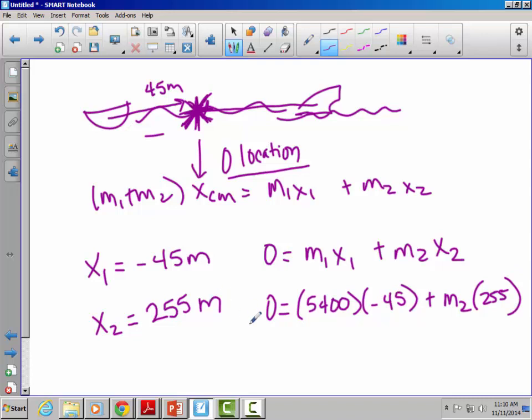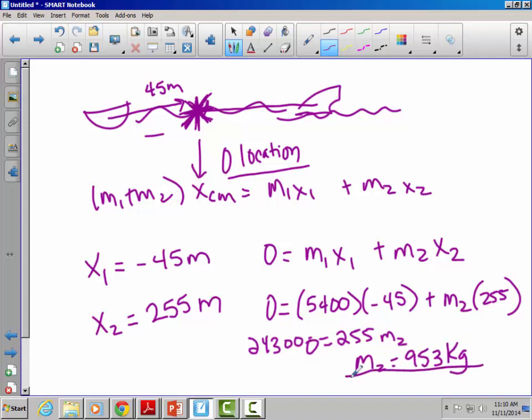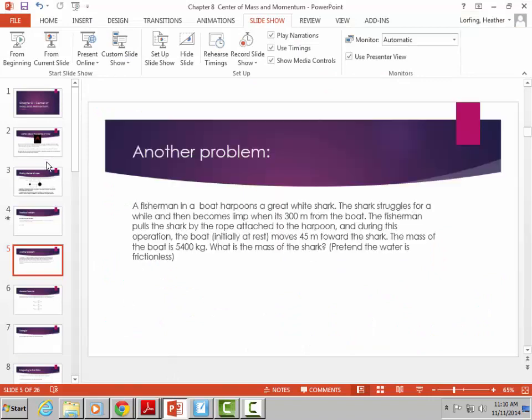Now we'd have to do 5,400 times 45. We get 24,300. Ooh, 3 zeros. And then we just divide that by 255, and we get the mass of our shark to be about 953 kilograms. All right, let's go to the next example.